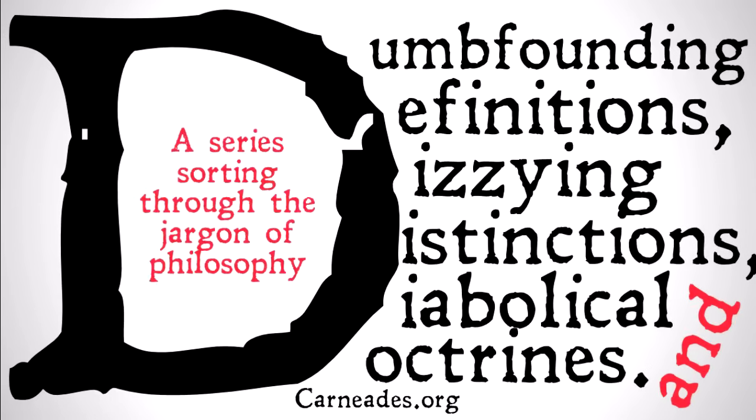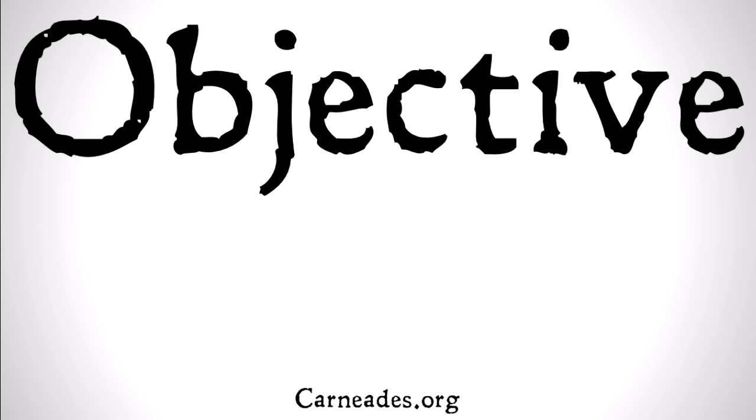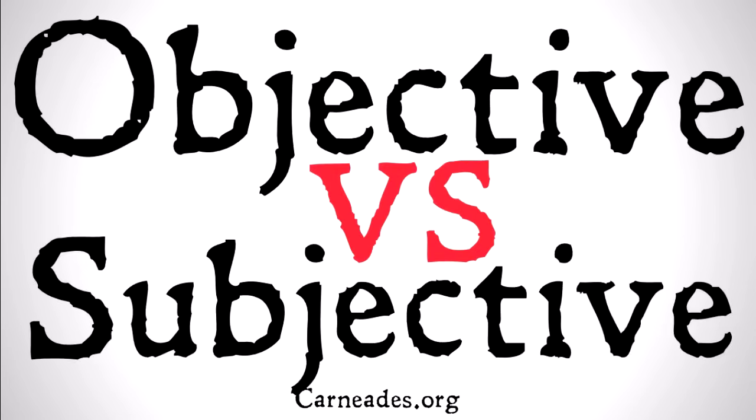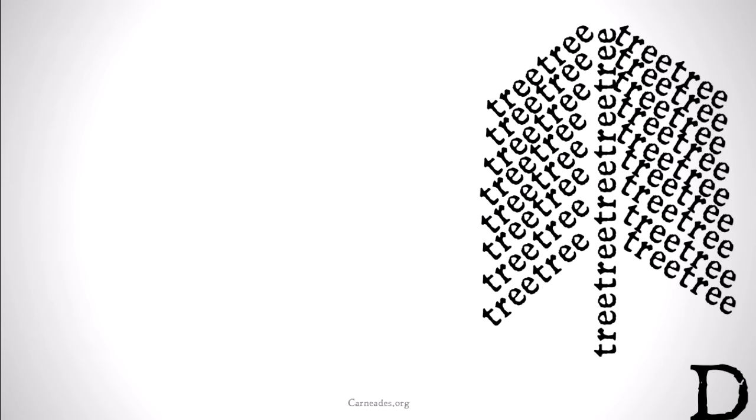a series sorting through some of the jargon of philosophy. In this video, we will be looking at objective versus subjective. Compared to a lot of the distinctions we handle, this hopefully will be a pretty simple and pretty intuitive distinction. The way that philosophers parse this distinction is not very different from the way that we would intuitively or normally make this distinction. So hopefully this shouldn't be too difficult.